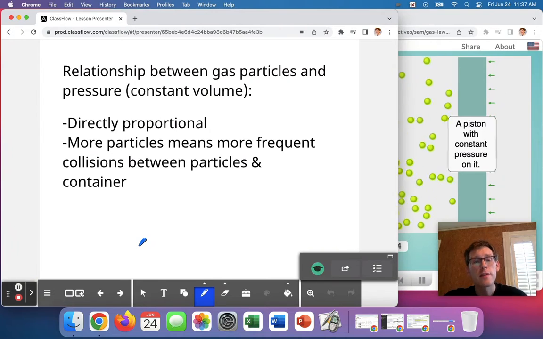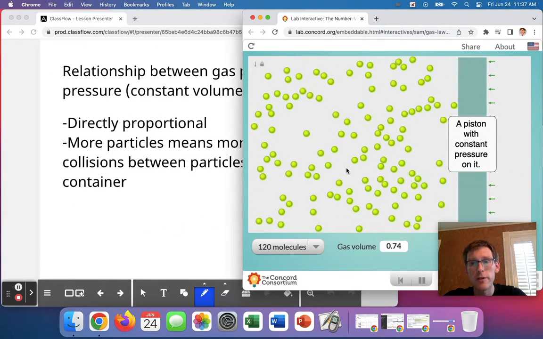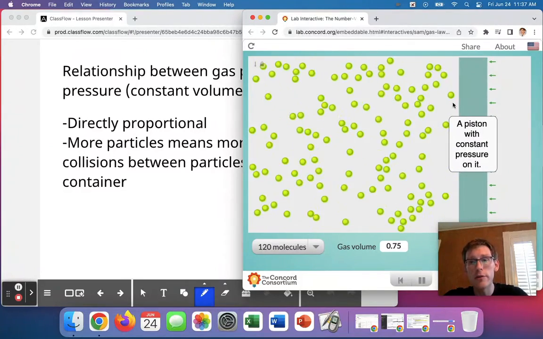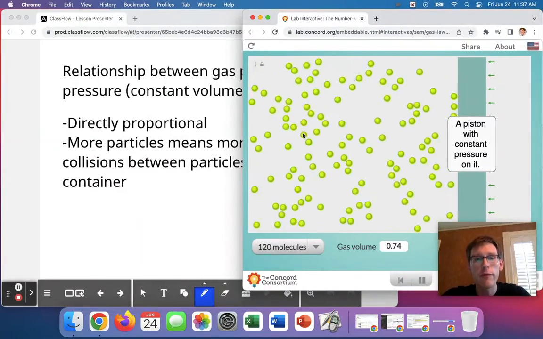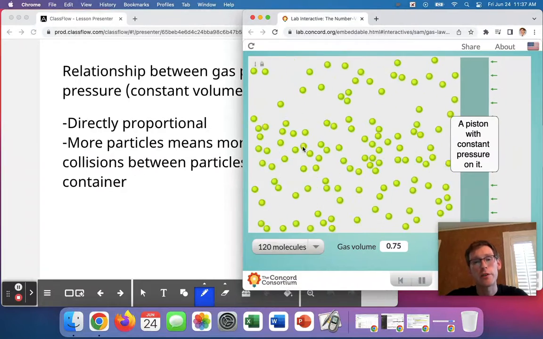And this just means if you have more particles, you're going to get more frequent collisions between the particles in the container. Imagine if all of these particles were held in a volume much smaller than that. You just have much more frequent collisions, and there would be an exertion of greater pressure.